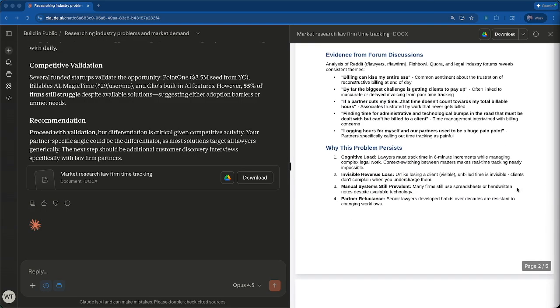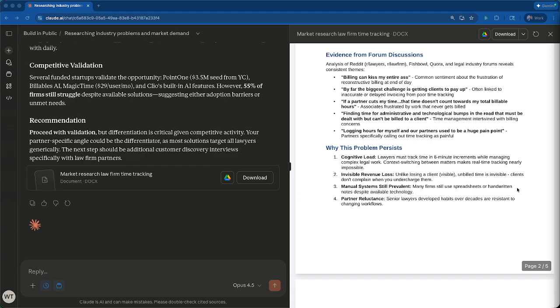These quotes here are amazing and hilarious. And like I said before, this is the emotionally charged stuff that you can really start to get context for in terms of the size of the opportunity here. I love this first one. I have to read it. Billing can kiss my entire ass. That is obviously a very frustrated sentiment from our target market there.